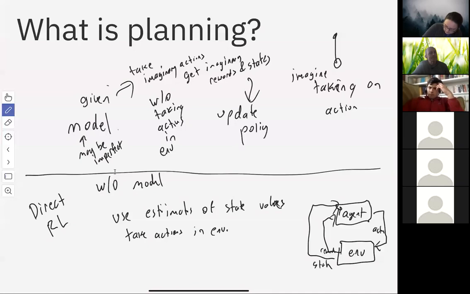Not really, because in the model, when we are taking imaginary actions, we're going to take imaginary actions based on our policy still. So we could still do on policy. So we'll still use the policy that we're trying to improve to choose actions, but the states and rewards that we're going to get are not real states and rewards. They're imaginary states and rewards. Okay. And I think an example may help.